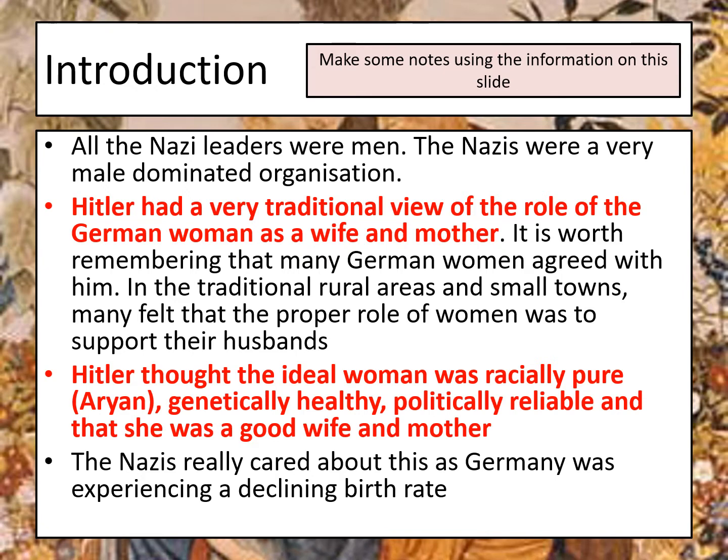So all I'd like you to do here is make a few notes using the information on this slide. The bits in red are the really key bits if you want to shorten it down. So pause it here and make a few notes. As part of your introduction, you're going to watch a couple of minutes of this documentary clip. You don't need to write anything down, but just listen to what it's saying very carefully.